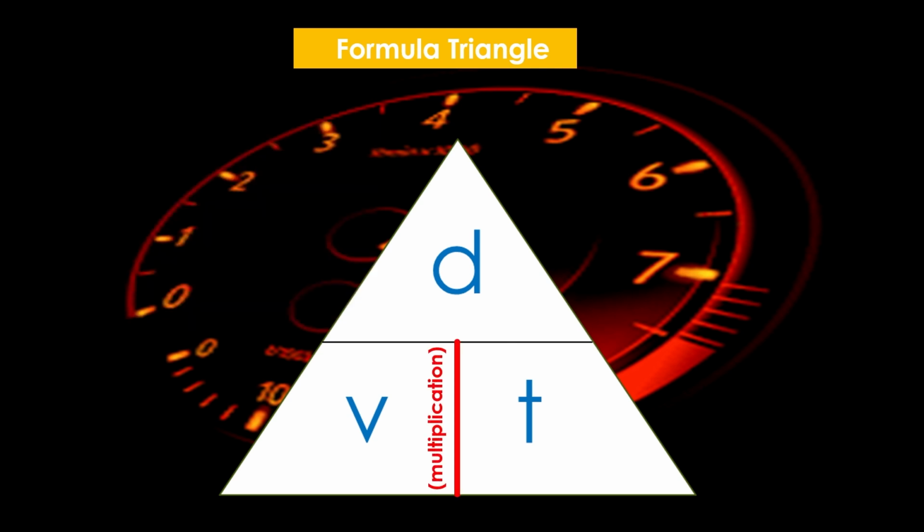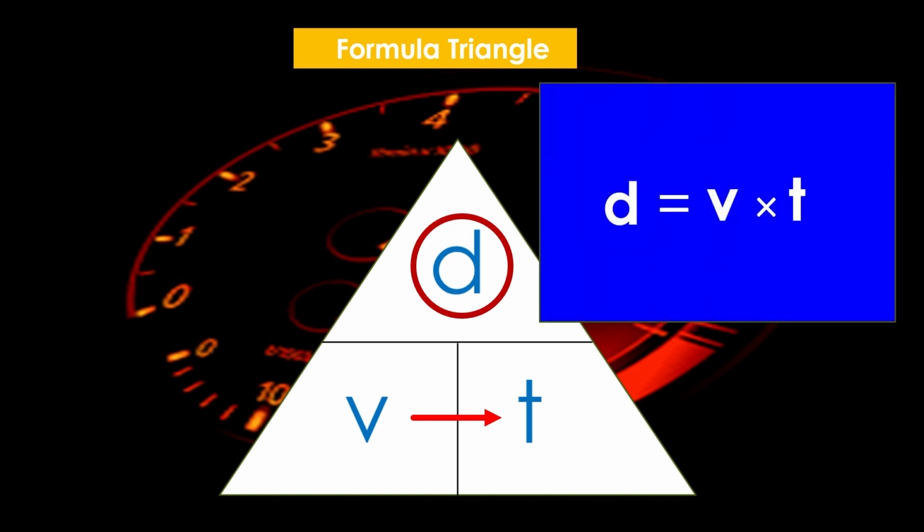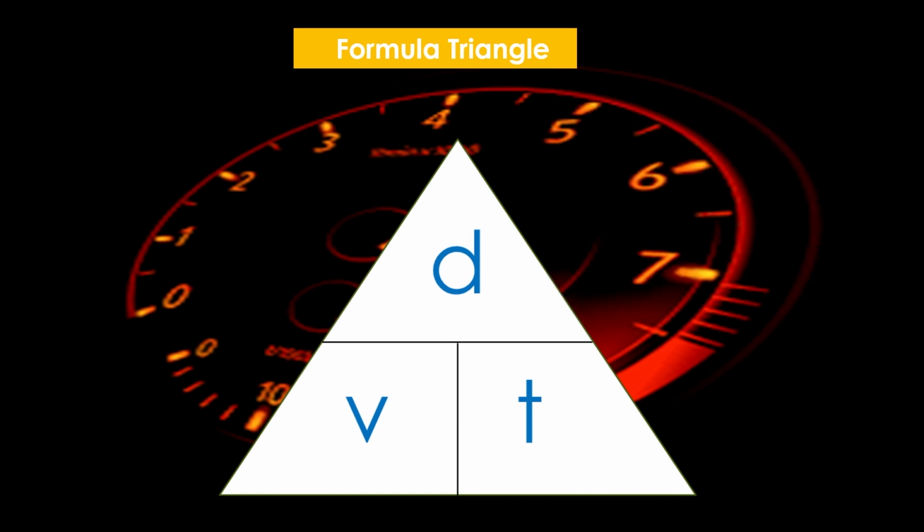The vertical line separating V from T is the multiplication line. That means if distance, or D, is missing, we multiply V with T to get the answer for D. We will have D equals V times T. That's it. Just remember that the horizontal line means division between D and V and D and T, while the vertical line is for multiplying V with T.